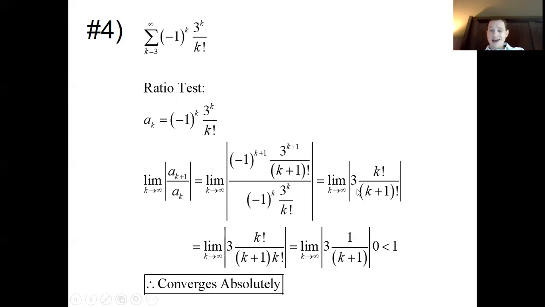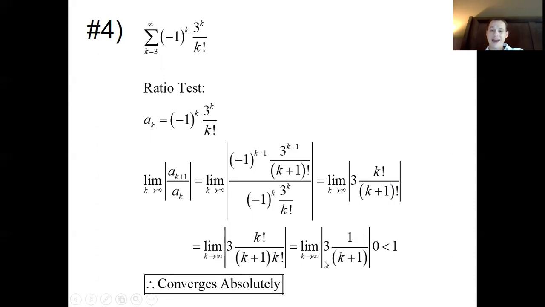Some of the 3's would cancel out, and you'd be left with 3 times k factorial over k plus 1 factorial. Again, use the tricks with factorials to write one in terms of the other. K plus 1 factorial is the same as k plus 1 times the factorial 1 less than it, so it would be k plus 1 times k factorial. And again, look, these k factorials cancel out, and we're really after this limit of 3 over k plus 1.